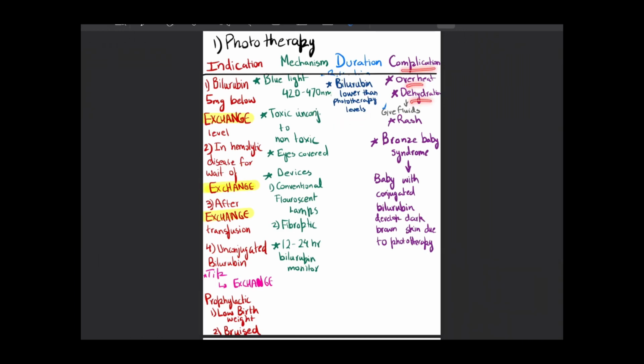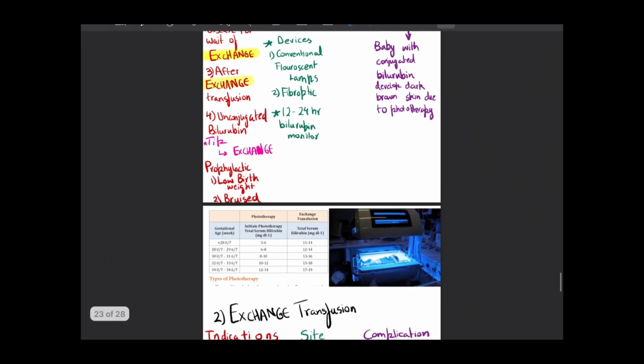Complications can be overheat, dehydration. For this, we give fluids, rash, and bronze baby syndrome. This usually occurs in baby with conjugated bilirubin, develop dark skin due to phototherapy. So it is only for unconjugated bilirubin.